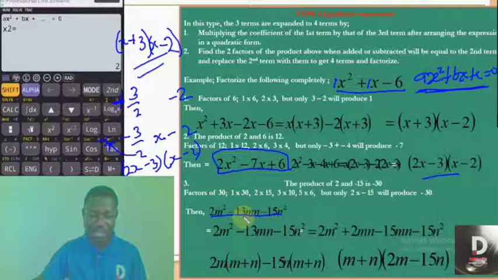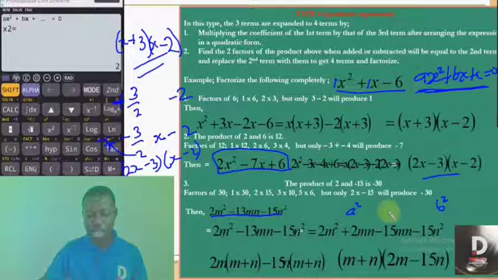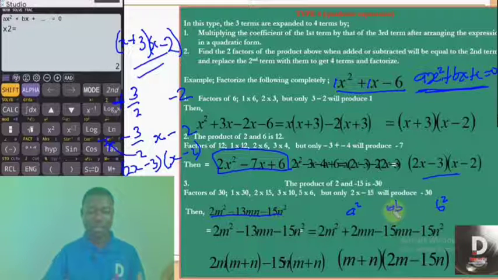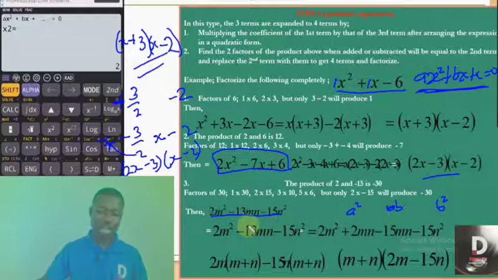2m squared minus 13mn minus 15n squared. Now, this is also quadratic. Whenever you see a square here, let's say a squared, and the other variable b squared, and the two of them meet at the center, it is also quadratic. Apply the same principle. Take note. So you can see m squared and the second one is n squared. The two of them meet at the center. When you have that, you have liberty to behave that way. So let's do that one too.